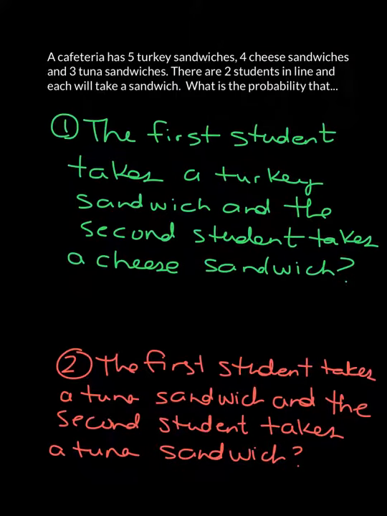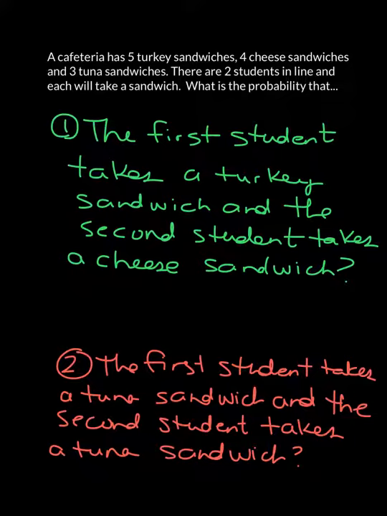A cafeteria has 5 turkey sandwiches, 4 cheese sandwiches, and 3 tuna sandwiches. There are 2 students in line, and each will take a sandwich. What is the probability of the following scenarios? The first scenario says the first student takes a turkey sandwich, and the second student takes a cheese sandwich.